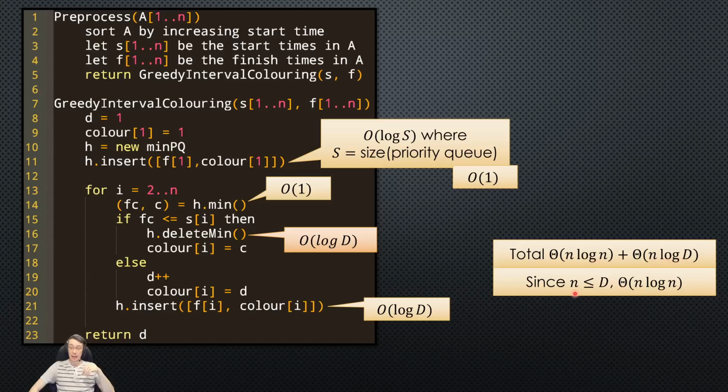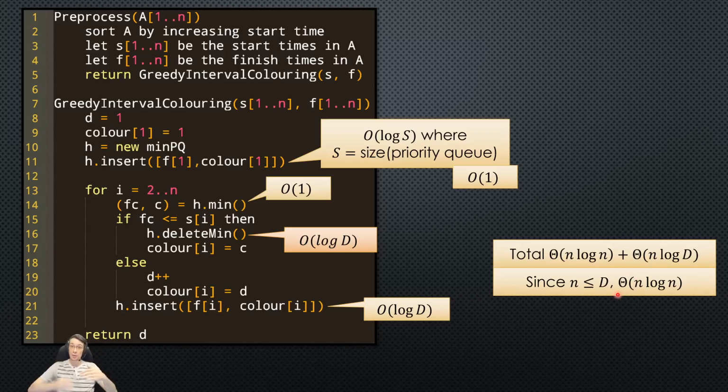And actually, sorry, I have this backwards. D is less than or equal to n. I'll fix that on the slides. D is less than or equal to n because the most colors we could have is n. So that means n log d is at most n log n. So this whole expression ends up turning into theta n log n.